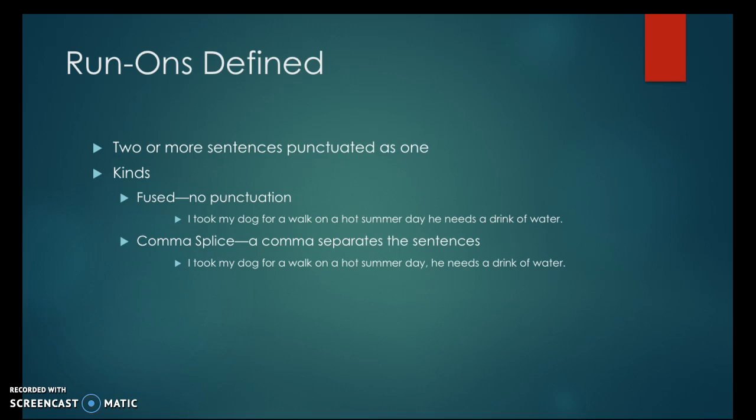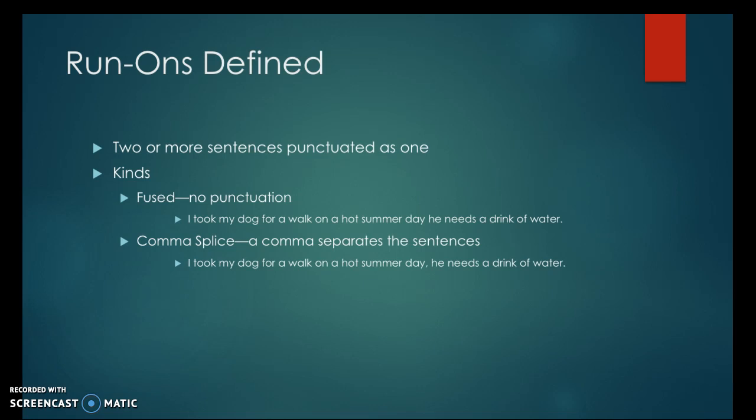The opposite of a fragment is a run-on. And a run-on is when you have two or more sentences punctuated as one. There's two different kinds. There's a fuse, which means there's no punctuation, no stop sign. You just go right on through. I took my dog for a walk on a hot summer day. He needs a drink of water. There's no pause. We just run both of those two sentences right into each other.